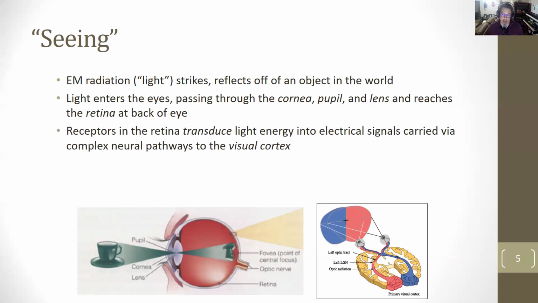So once the light has reached what we call our visual receptors, receptors are a specialized type of neuron that transforms, here we go.